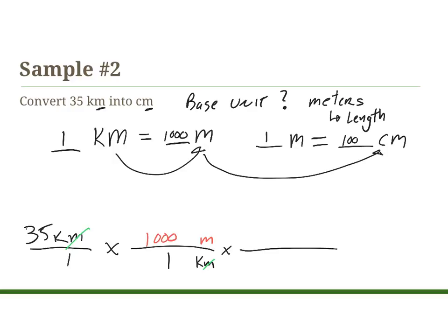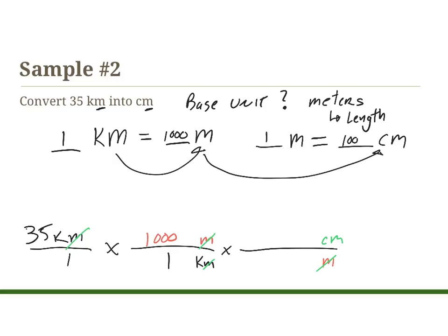And now I'm going to move one more step and convert meters to centimeters. So again, I'm going to take my meters and I'm going to put them on the bottom, and I'm going to convert to centimeters and put that on top. So then I have to go back and check to make sure that my units cancel out. So I'm looking at this and saying, well, meters cancels out, and I'm left with centimeters, which is what I'm trying to find. So I'm going to fill in the values.